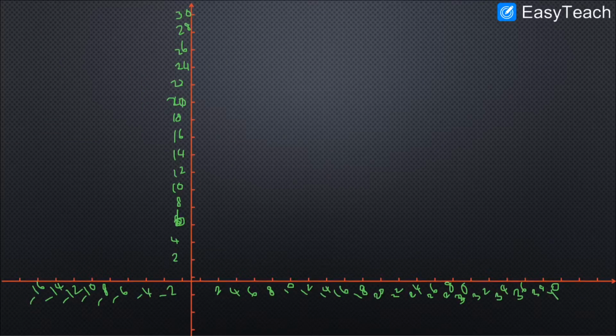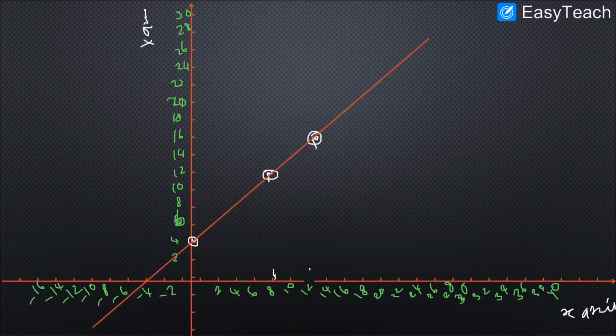For the first equation, the vertices are (0, 4), where the x coordinate is 0. This is the x axis and this is the y axis. So (0, 4) is here. (8, 12) is here. Then (12, 16) is here. Let's join these three points with a straight line.